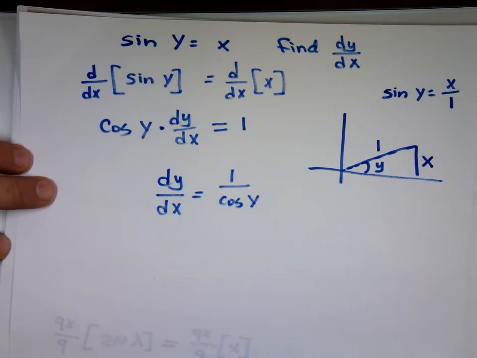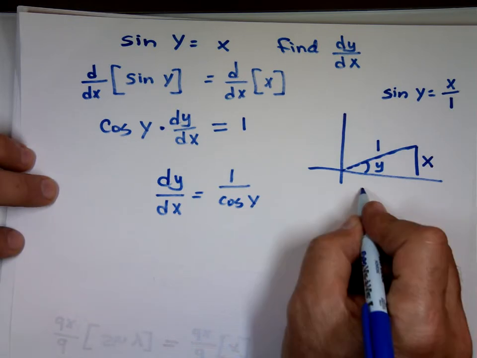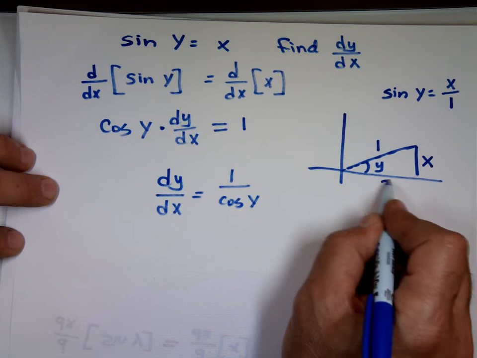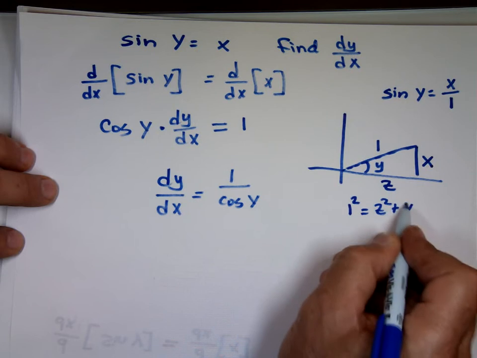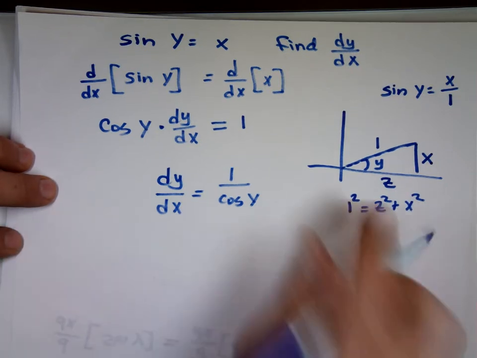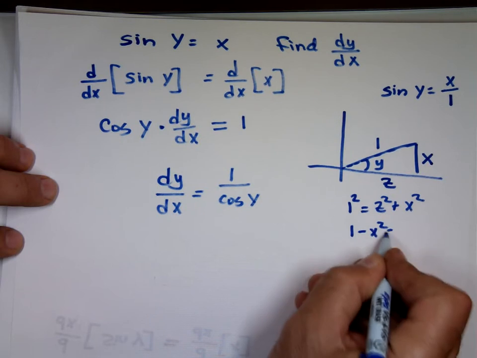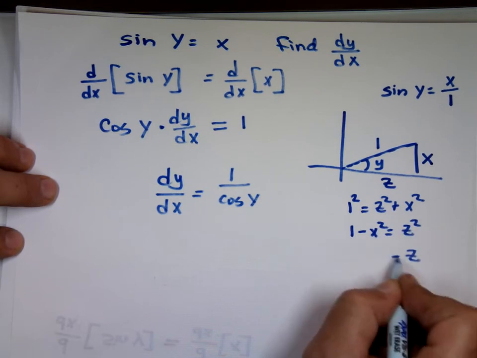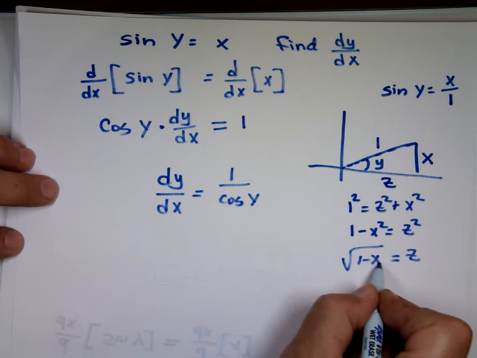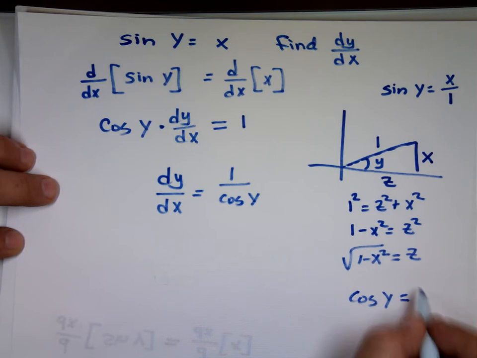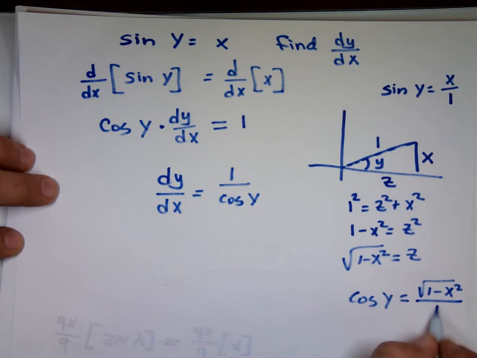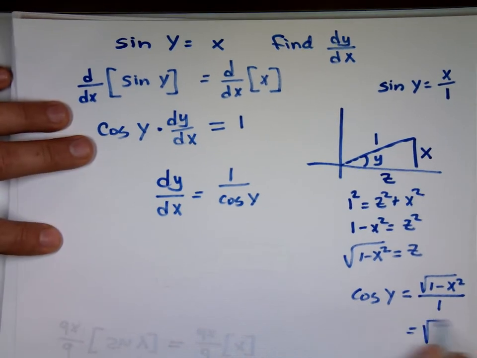1 squared minus x squared. Yep, Pythagorean theorem. It will be the square root. Remember, if we call this z here, you go 1 squared equals z squared plus x squared. Pythagorean theorem. Bring the x squared to this side. What is z equal to? The square root of 1 minus x squared. And what's the cosine of y? The cosine is the adjacent, which is the square root of 1 minus x squared, divided by the hypotenuse, which is what? 1, and that's equal to the square root of 1 minus x squared.